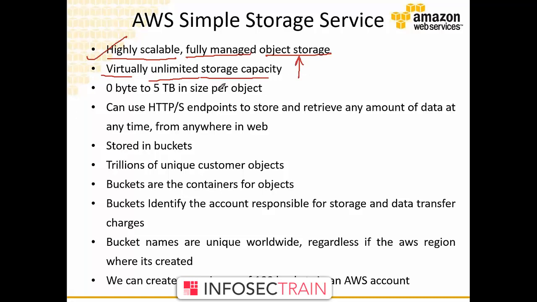Okay, and there is only one limit. This is the only one limit you have. Each of the file, I repeat, each of the file, we call it objects, right? So whenever I say objects, understand that I am talking about a file. Each and every object I am putting in Amazon S3, the maximum size is 5 TB. Is it very less? 5 TB.